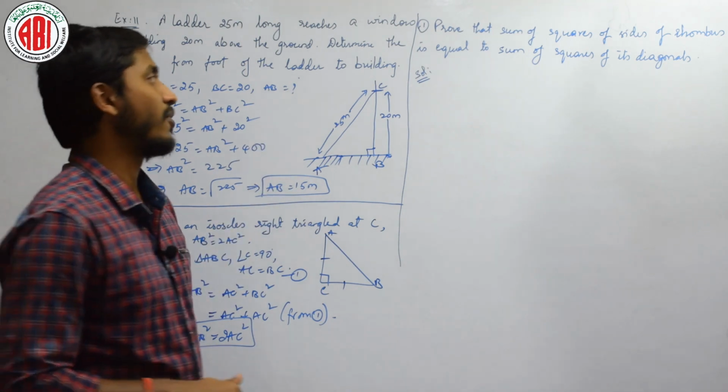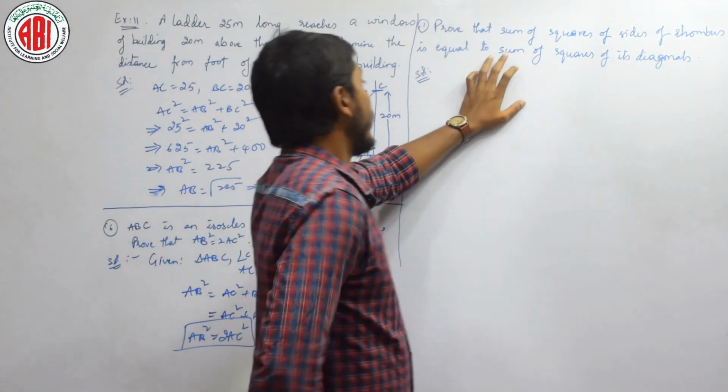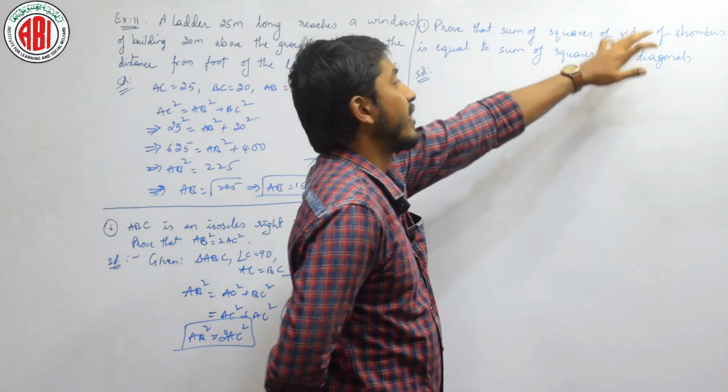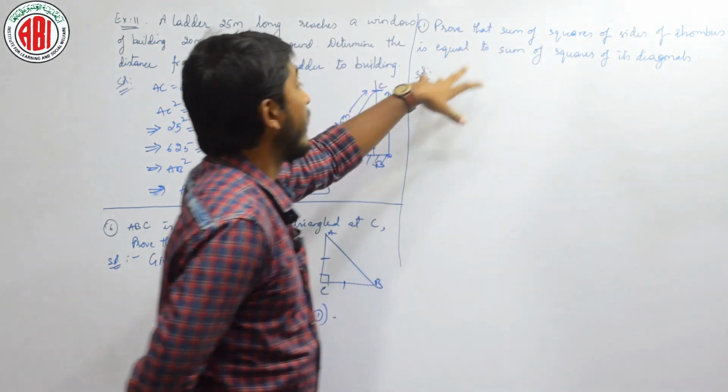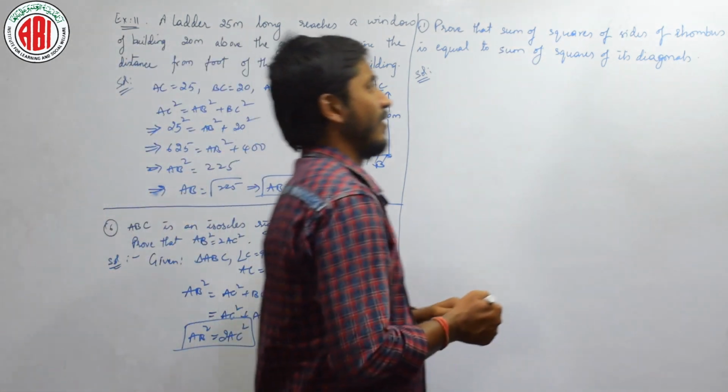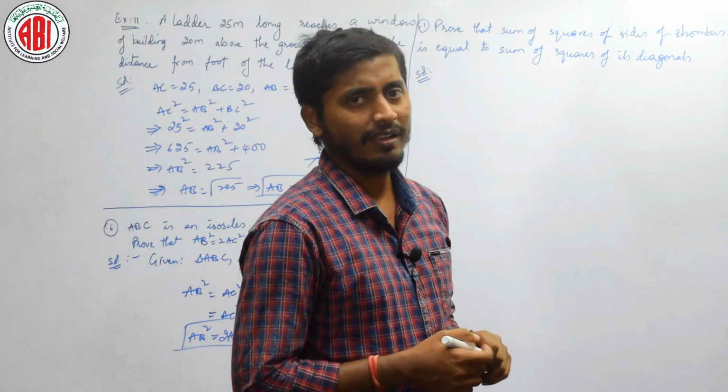Let us move on to the next problem. This is actually the first problem. The question given here is: prove that the sum of squares of the sides of a rhombus is equal to the sum of squares of its diagonals. What is a rhombus? Do you remember?